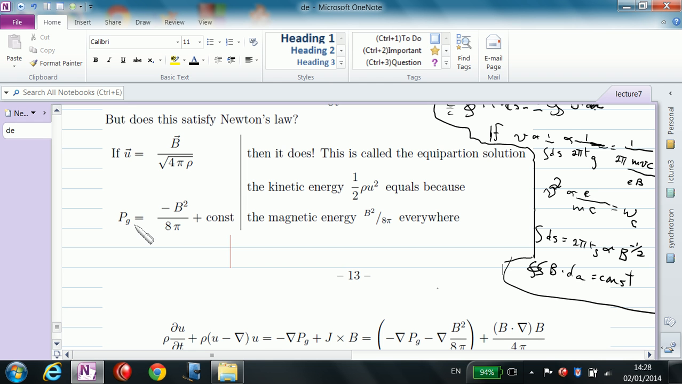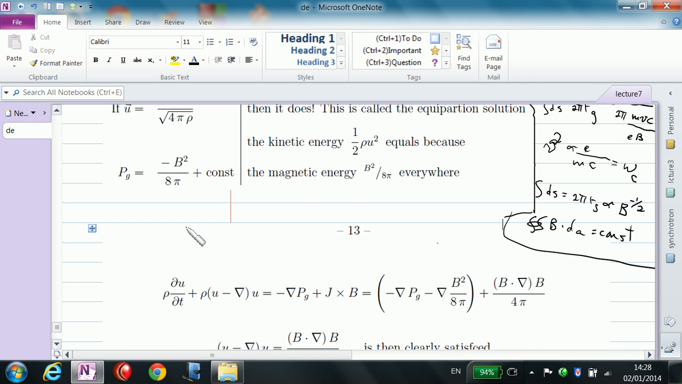Then, and also we take the pressure to be minus B squared over 8 pi plus constant. This is the gas pressure. So the gas pressure is exactly filling in. The B squared over 8 pi is the magnetic pressure, as we'll see in a minute. The minus just means that the higher B squared over 8 pi, the less the gas pressure, so that the total pressure, B squared over 8 pi plus PG, is equal to this constant.